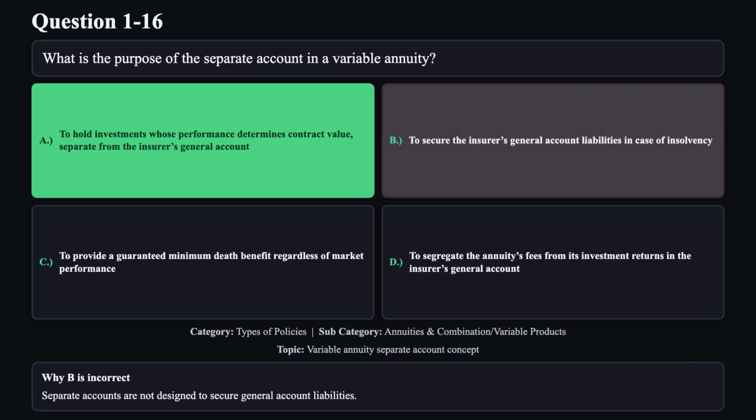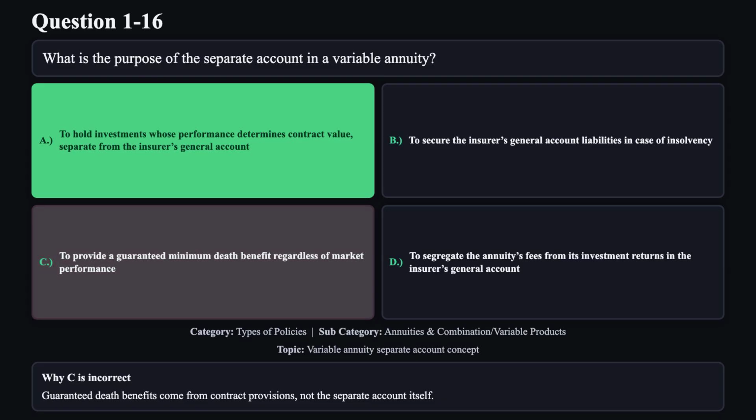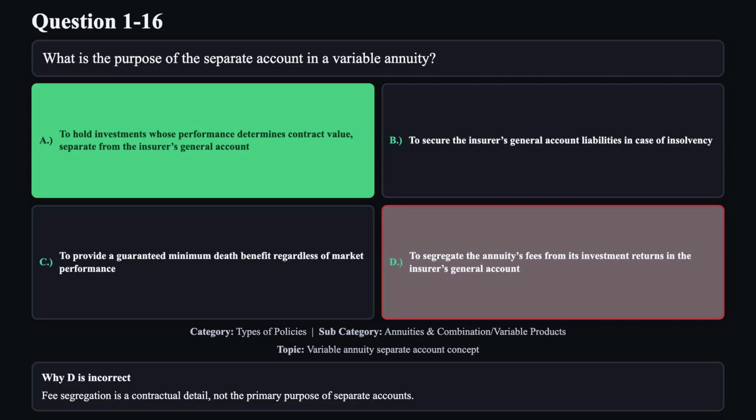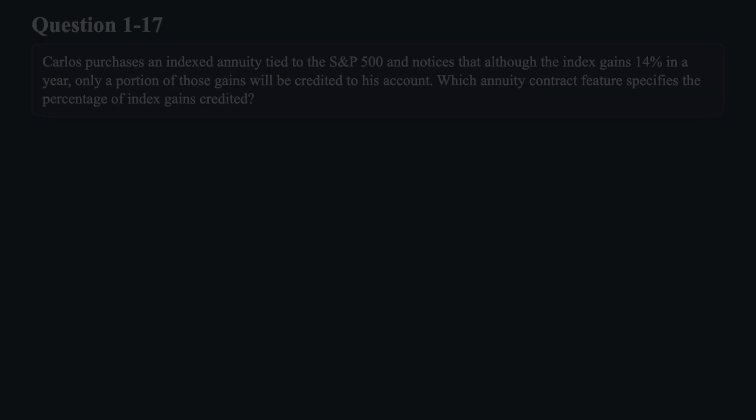Reason B is not correct. Separate accounts are not designed to secure general account liabilities. Reason C is not correct. Guaranteed death benefits come from contract provisions, not the separate account itself. Reason D is not correct. Fee segregation is a contractual detail, not the primary purpose of separate accounts.